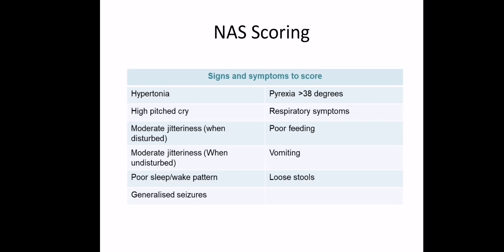So on this little chart, this is just some of the signs and symptoms to score. So this is on our local neonatal unit and the ones that we score. So whether the baby's hypertonic, high-pitched cry, whether they're jittery, so either when they're disturbed or when they're at rest, poor sleep-wake pattern, seizures, pyrexia, so a high temperature, respiratory symptoms, so tachypnea, things like that, poor feeding, vomiting, and loose stools.